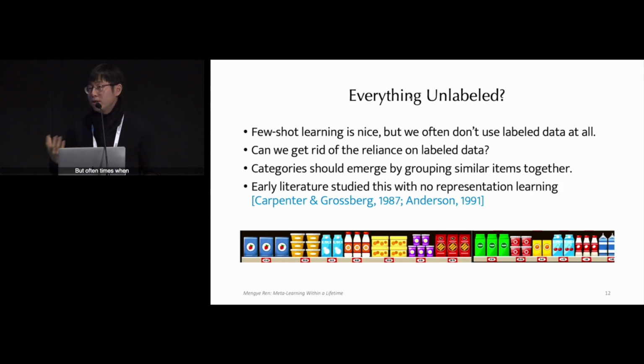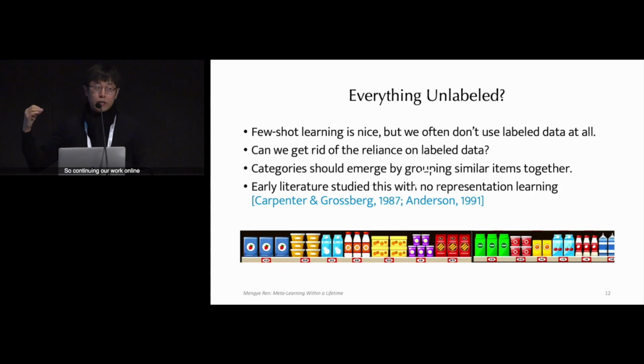But oftentimes when we learn, we don't need label data at all. So this is, again, with the motivation of self-supervised learning, how can we remove the reliance on label data? And the intuition is that the categories should basically emerge by grouping similar items together. So when you go into a grocery shop, right, all the items are grouped together on the shelf, and you immediately try to group things together to form this concept of categories. So early literature in psychology also studied this, but there was no representation learning at the time, so you were basically just grouping the attributes together.